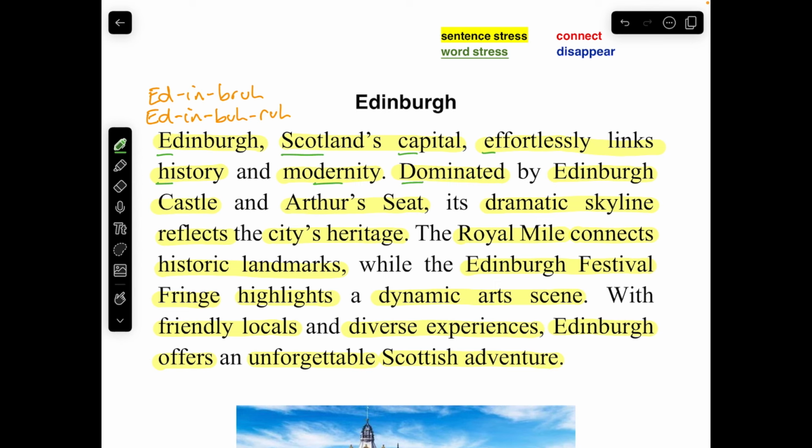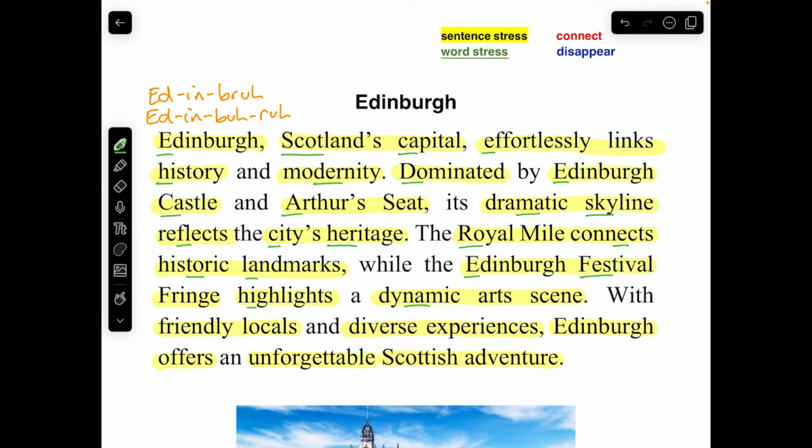Dominated by Edinburgh Castle and Arthur's Seat, its dramatic skyline reflects the city's heritage. The Royal Mile connects historic landmarks, while the Edinburgh Festival Fringe highlights a dynamic art scene.